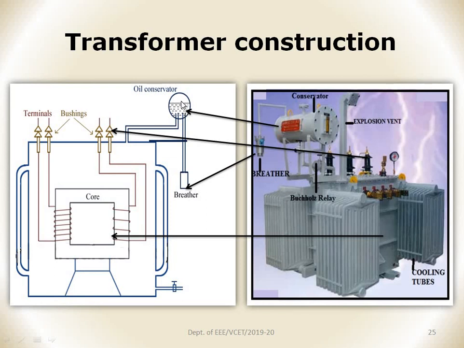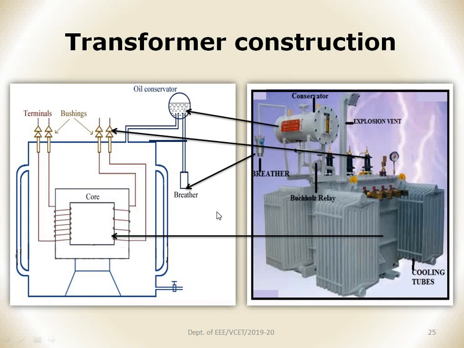Here you can find that the conservator tank is half filled, and this region is found to be empty. The reason is that during the transformation action, heat is generated, and this heat evaporates the oil, which rises as gas in the conservator tank. So you require some space here. The oil will move up and down inside the conservator tank.